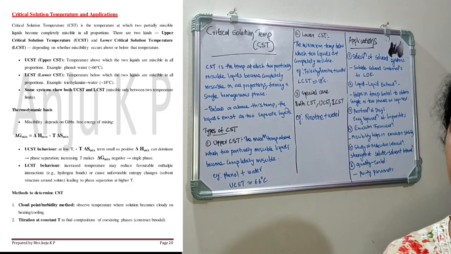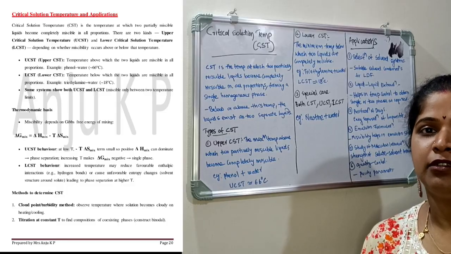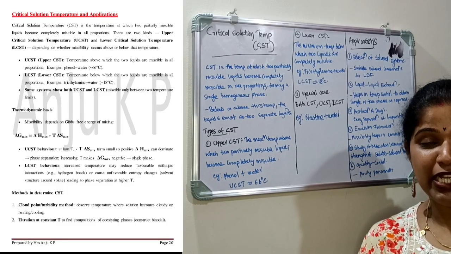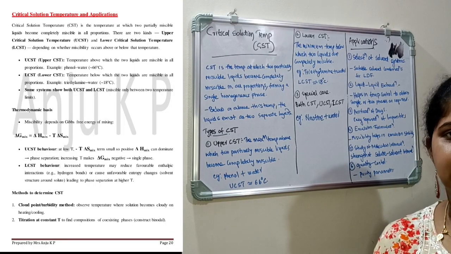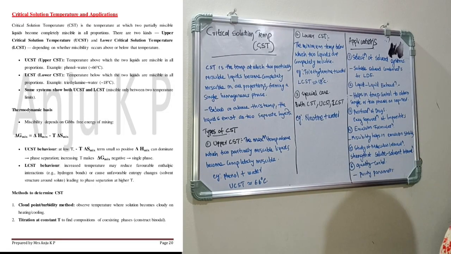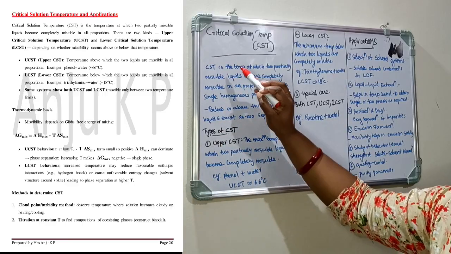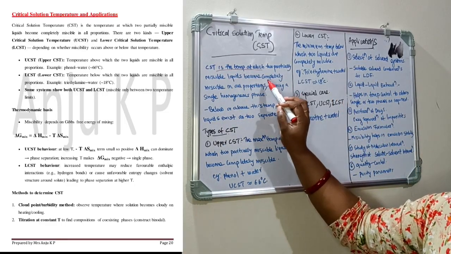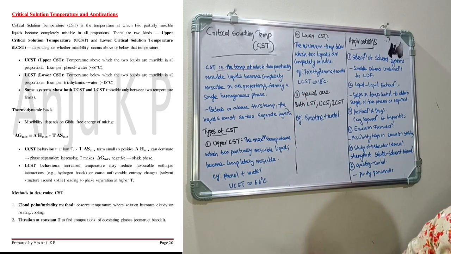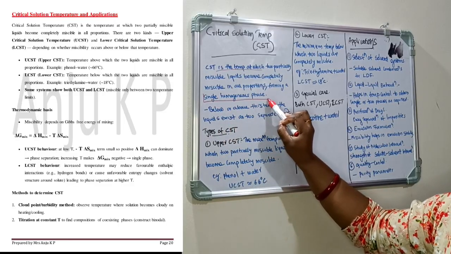Actually, what were partially miscible liquids? The liquids which are not miscible in some proportions, but become miscible to some extent. Here the solubility depends upon the temperature, right? What is CST? CST is the temperature at which two partially miscible liquids become completely miscible in all proportions, forming a single homogeneous phase.